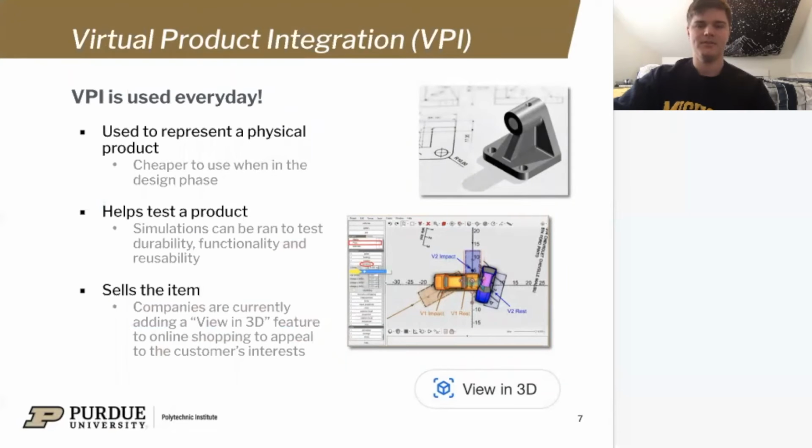Let's talk about virtual product integration. Surprisingly, VPI is used just about every day. You have probably seen it without even realizing. VPI is used to represent a physical product, typically in the design phase of production. It is a lot cheaper to draft and design the product on the computer than to hand create the product and find mistakes throughout. By then, you have wasted materials and money, so no one's happy.